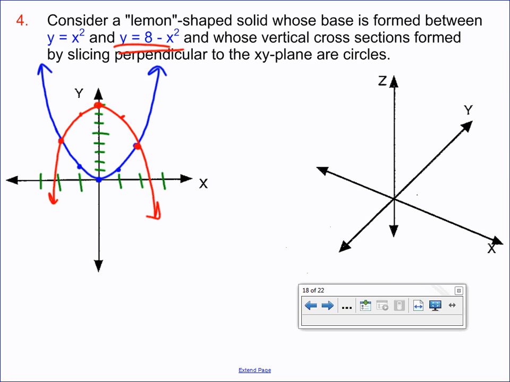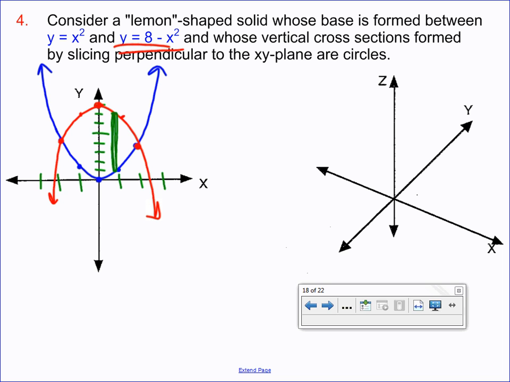So here's my intersection of the two parabolas, and it's lemon-shaped, right? This is like a lemon shape, and now I'm going to go ahead and do what? Thwack. Yes, that's right, Marissa. I couldn't hold it back. I had to. Thwack. Slicing perpendicular to the xy plane are circles. And so here is my slice.